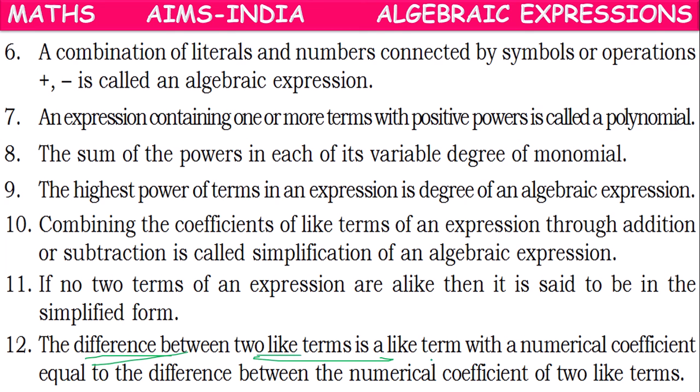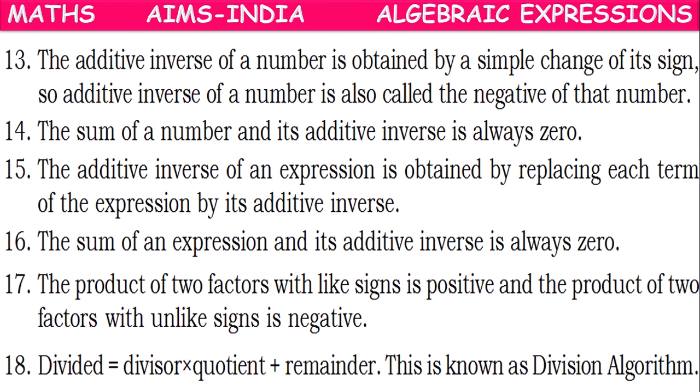The difference between two like terms is again a like term, with a numerical coefficient equal to the difference between the numerical coefficients of the two like terms. So, 6x minus 4x is 2x, which is a like term of these two, and the coefficient 2 is the difference of these two coefficients, 6 minus 4.